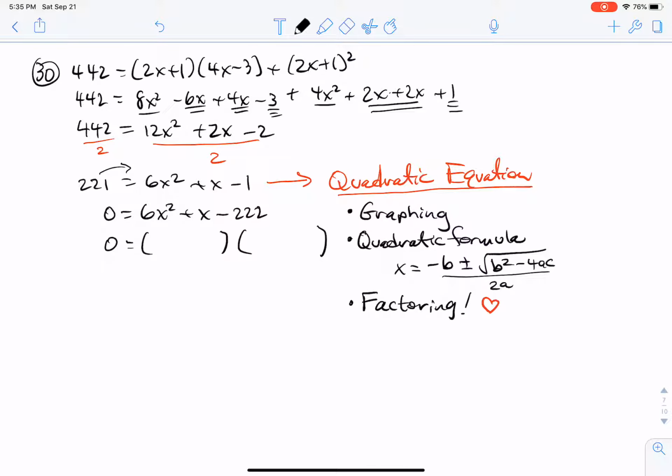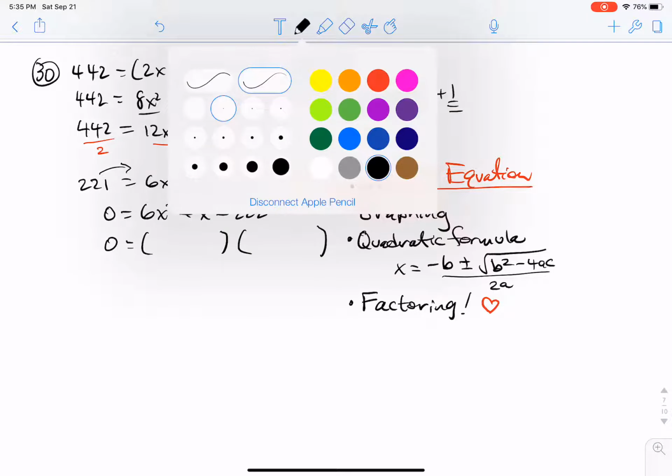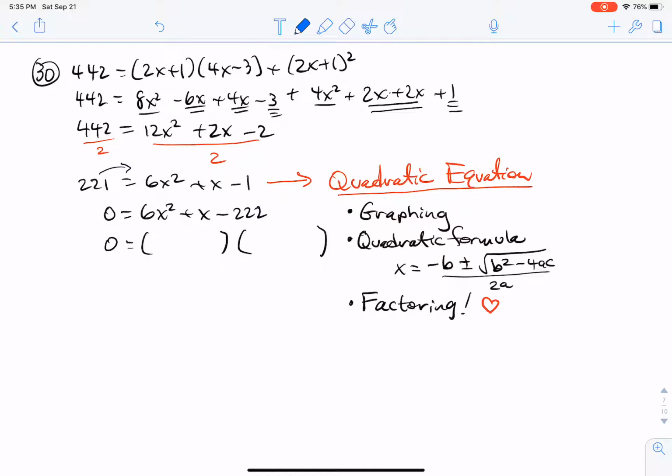So if we take a look back up here, let's use this blue, at this 8x squared, the 8x squared came from 2x times 4x. It came from the product of the first terms. Likewise, whenever I multiply these two first terms together, I should get 6x squared. In other words, I'm trying to find two things that multiply together to get 6x squared.